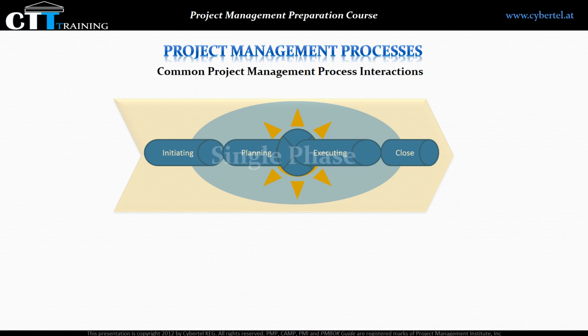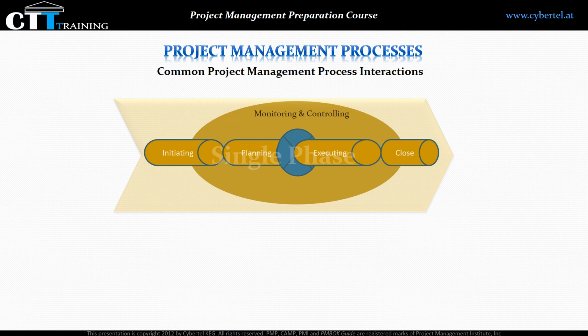The initiating process group begins the project or phase, and the closing process group ends it. The planning process group provides the executing process group with the project management plan and project documents. And the executing process group may modify the project management plan. The monitoring and controlling process group represents the integrative nature of project management and interacts with all other process groups.